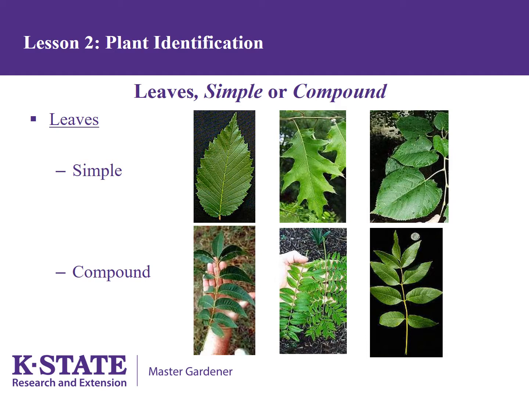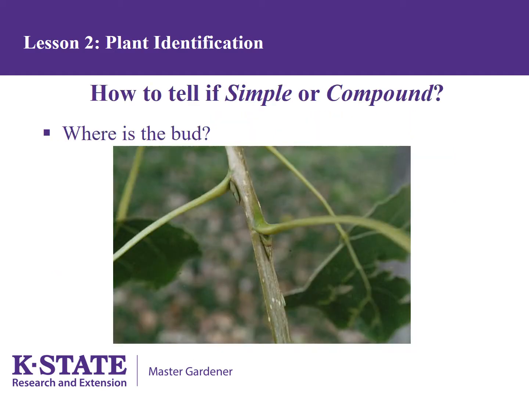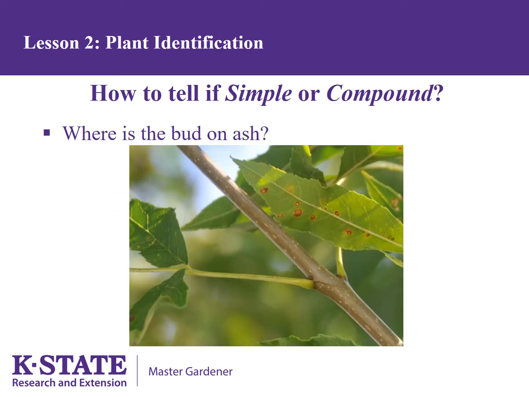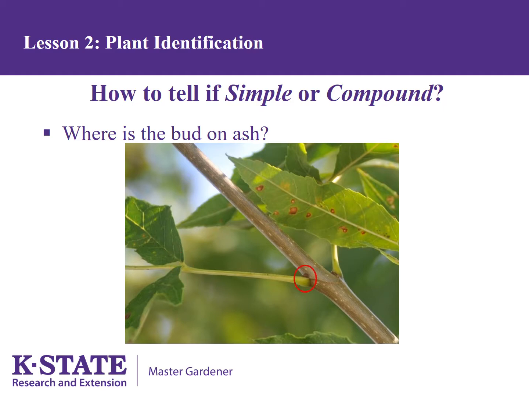So how do you tell the difference? How do you know that what looks like a compound leaf isn't just a grouping of simple leaves? Look for the bud. A leaf will always have a bud at the base of the leaf. This is an example of a simple leaf. This is a green ash, which has a compound leaf. Notice no bud is at the base of a leaflet. However, there is a bud at the base of the compound leaf.